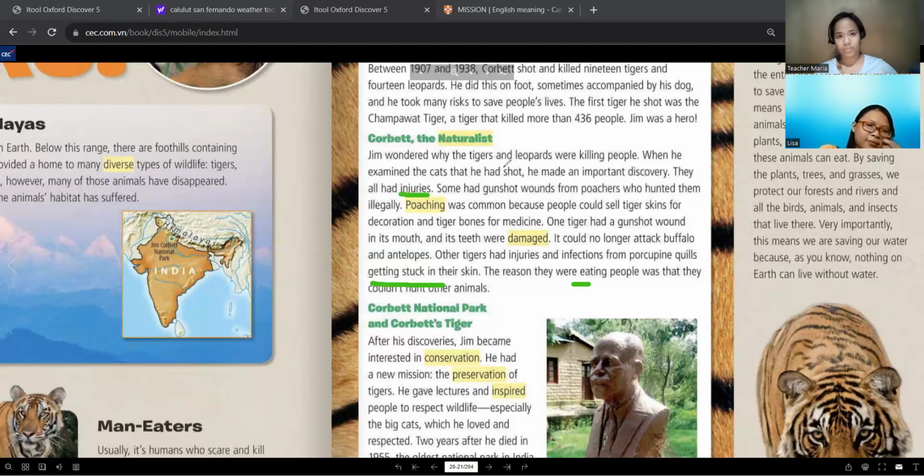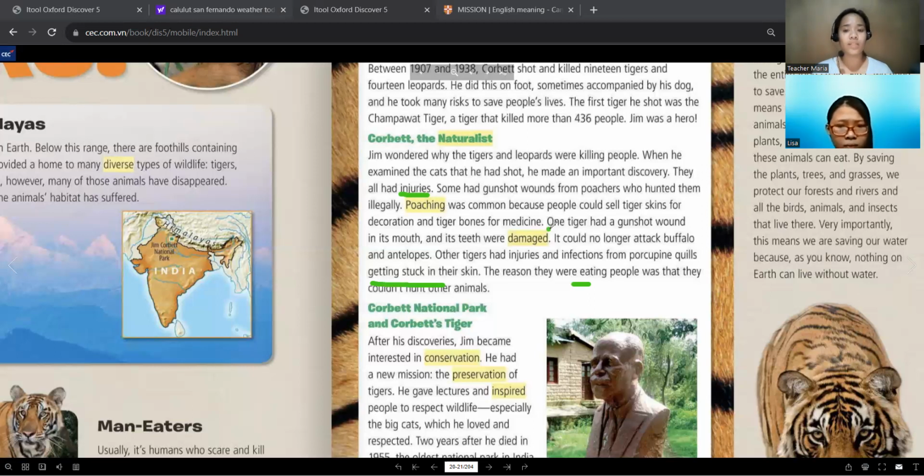I don't know. You don't know? Okay, I'm gonna help you. Those injuries came from poachers. Poachers, isn't it we have discussed poachers? Poachers are the hunters who killed animals illegally. We call them poachers, right? Yes. Okay. Now, the wounds or the injuries of the tigers came from the poachers.